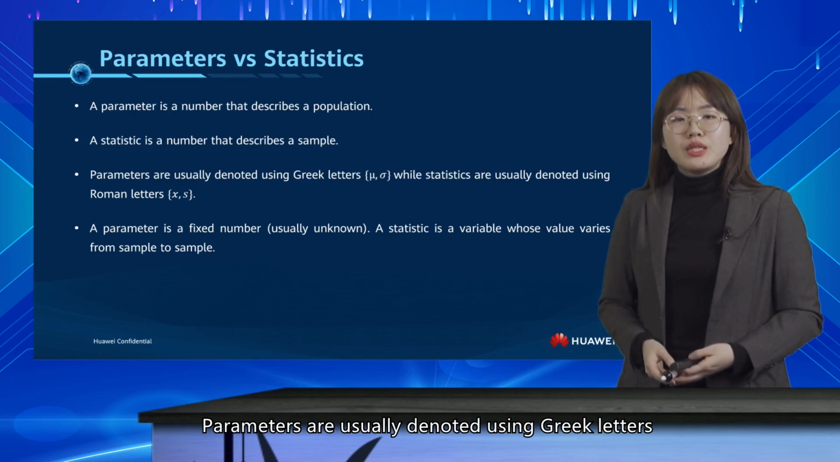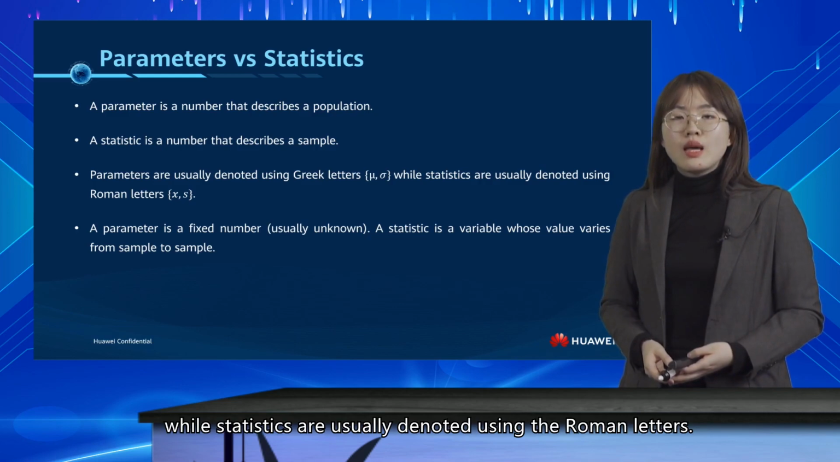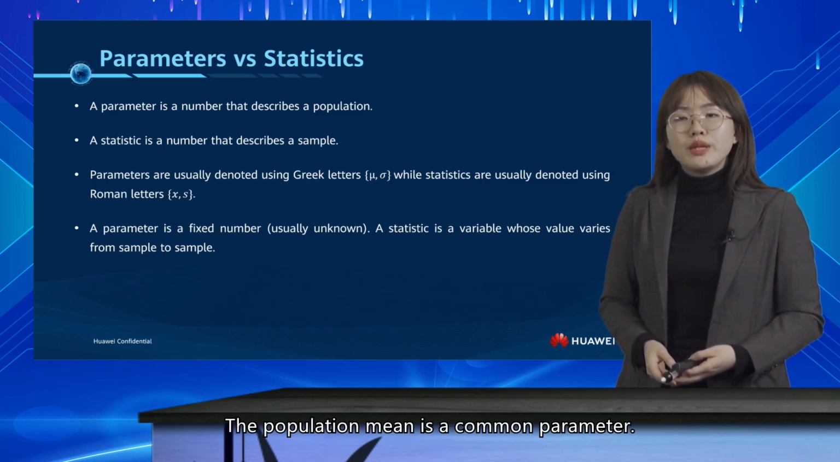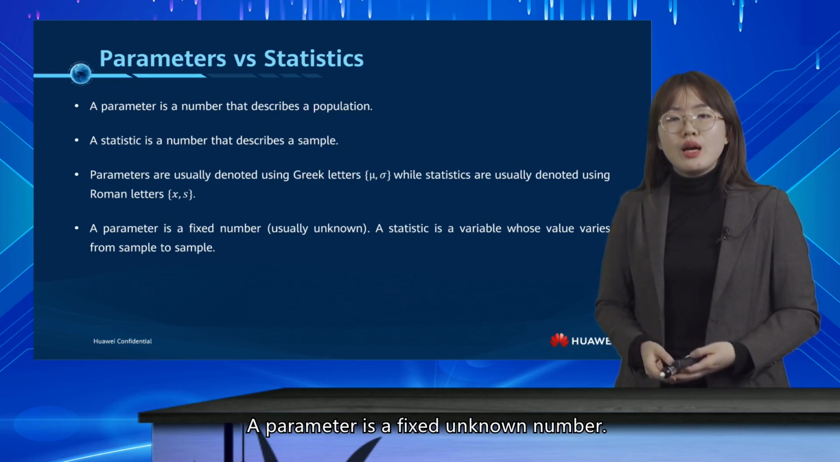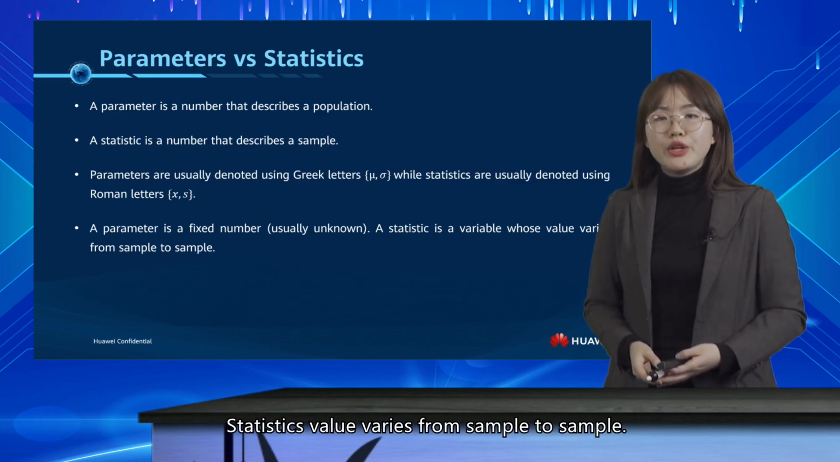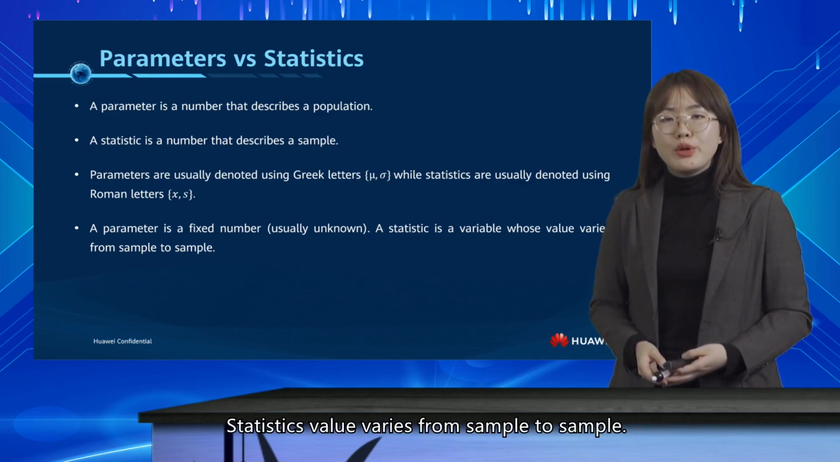Parameters are usually denoted using Greek letters, while statistics are usually denoted using Roman letters. The population mean is a common parameter. A parameter is a fixed unknown number. A statistic is a variable. Statistic value varies from sample to sample.